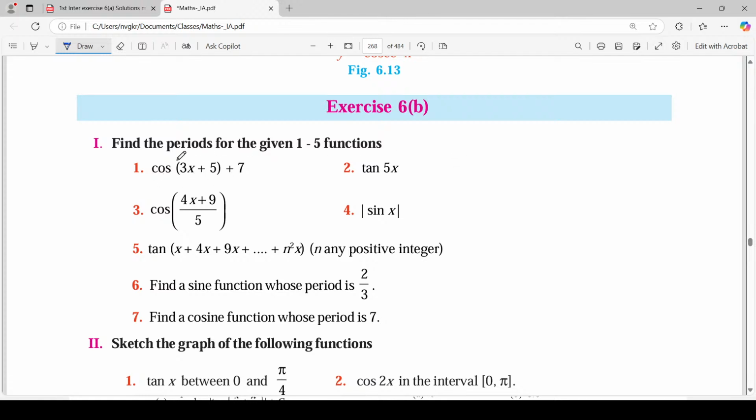Here, what is the period? Tell me. Cos x, period is 2 pi. 2 cos 3x, what is the period? 2 pi by 3. Okay, tan 5x. What is the period of tan x? Pi. Very good, excellent. What happens to tan 5x? Pi by 5. Very good, excellent. Tell me the third one.